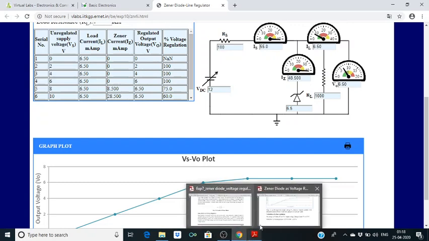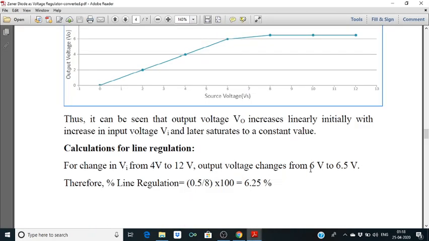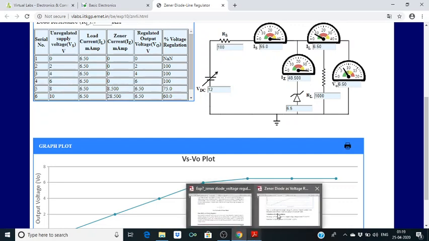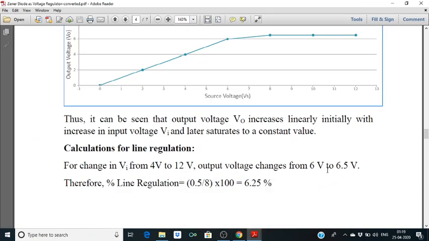So for the 8 volt change in input, from 4 to 12, it is changing from 6 to 6.5. In this way we can calculate percent line regulation, and it is coming around 6.25%.